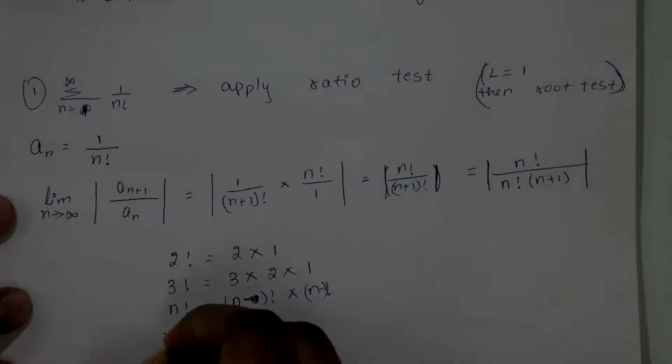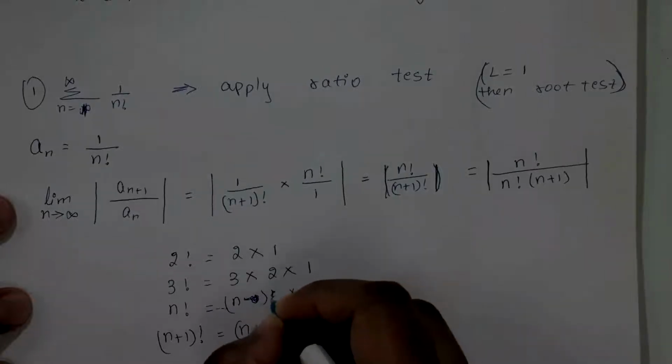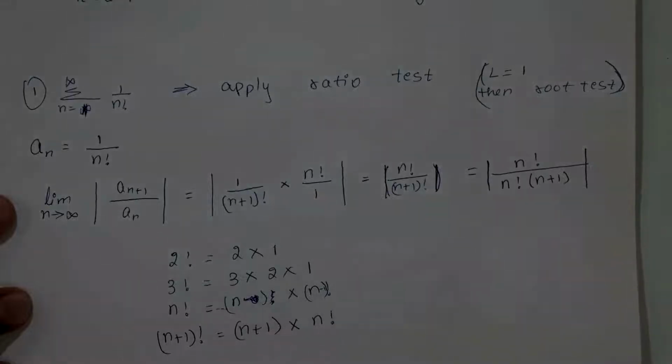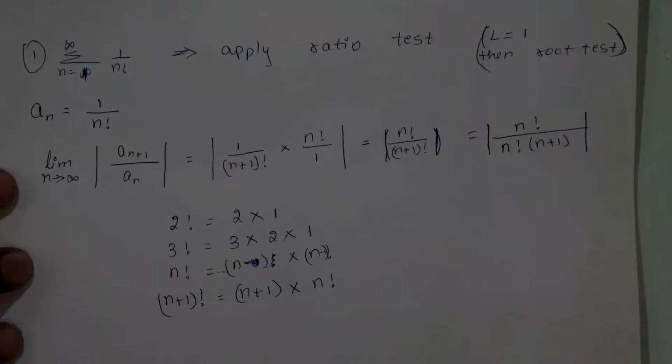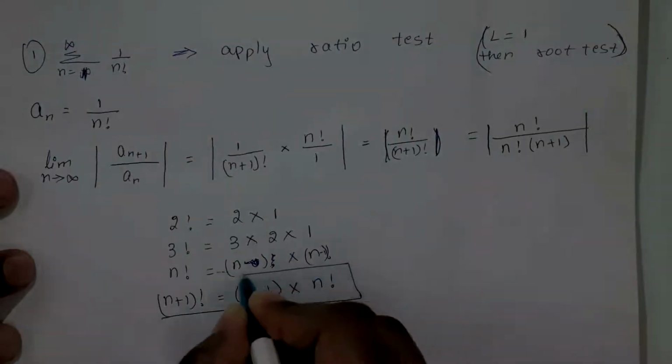Okay, now what if this is (n+1) the whole factorial? Then this is (n+1) into n factorial. Understood? Or do you want me to explain it in another way? I hope you have understood. So use the same thing here.